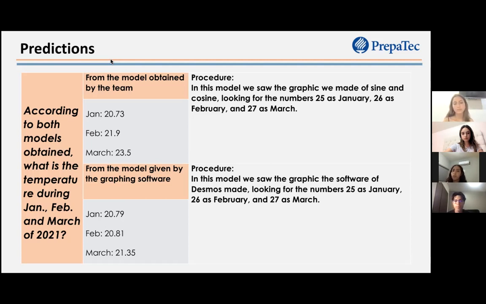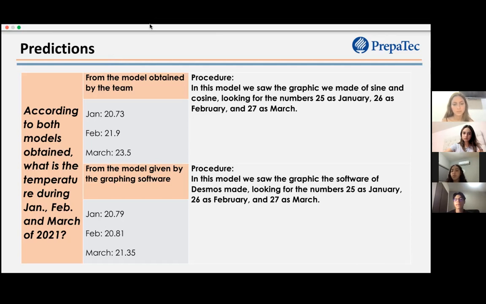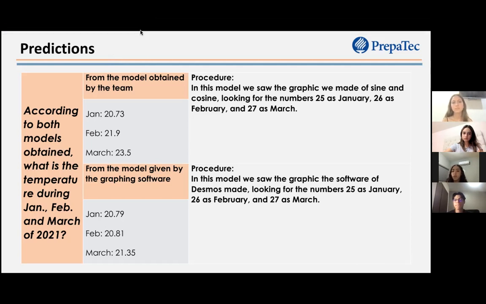And for the model given by the graphic software, we saw the graph that the software Desmos made. And again, we looked for the number 25 as January, 26 as February, and 27 as March. And the results were January 20.79, February 20.81, and March 21.35.